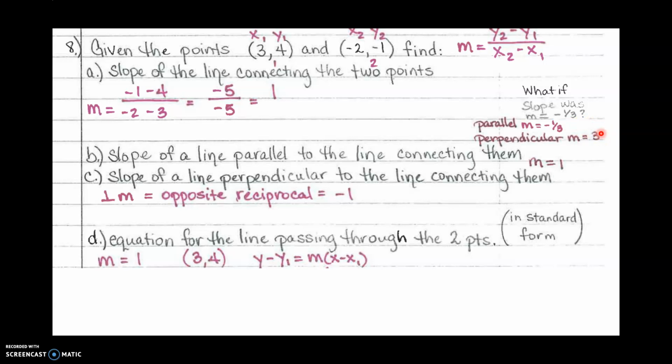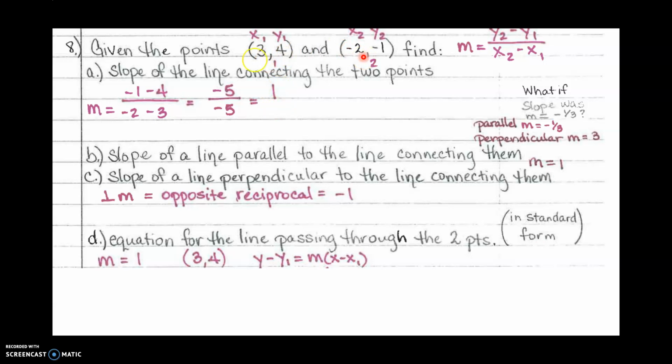All right, then they ask us to create the equation for the line that's passing through those 2 points and to put it in standard form. Okay, so I know that my slope is 1, and you can choose either one of these points because you need a point and a slope.